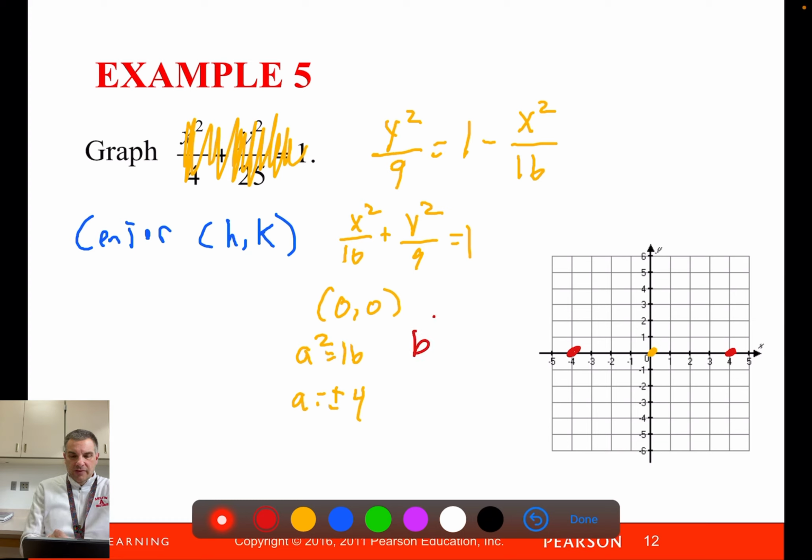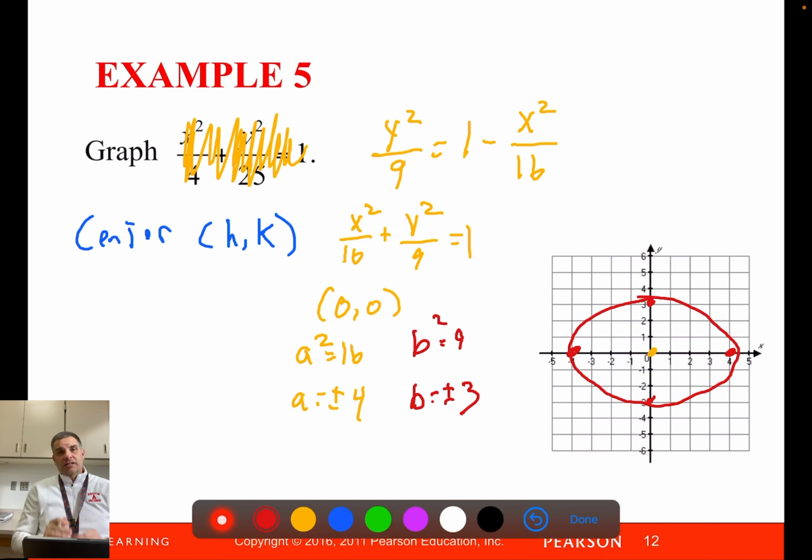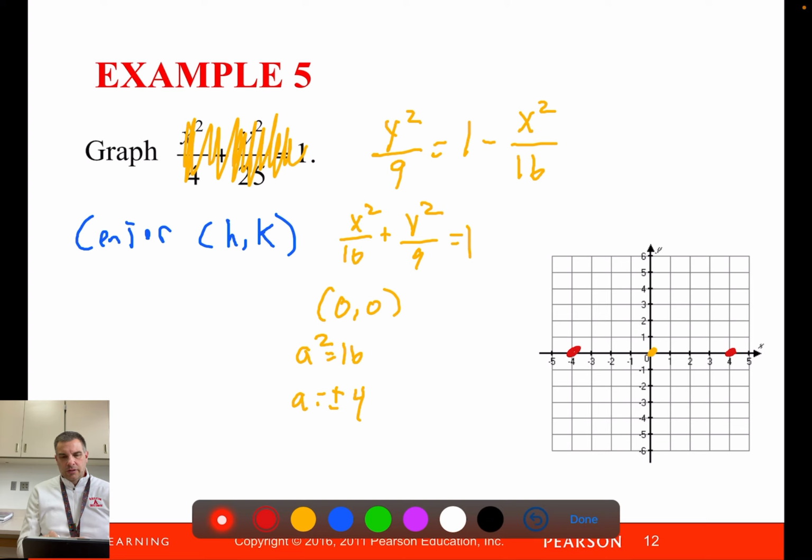And then my b squared value is 9, so b is equal to plus or minus 3. And because that is under the y, that's going to go up 3 and down 3. And there's the graph. And we're done. The key to all of this is go left or right by the square root of what's underneath your x value, and go up or down by the square root of what's underneath your y value. Keep those things in mind as we're going through these.